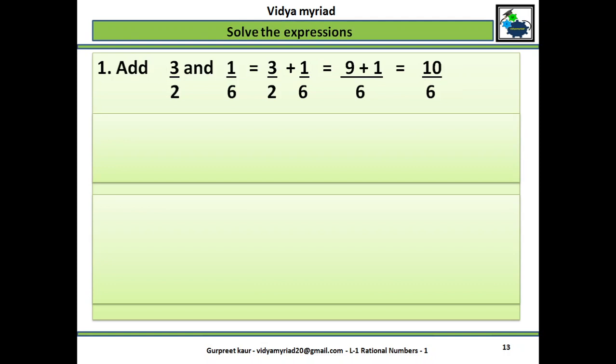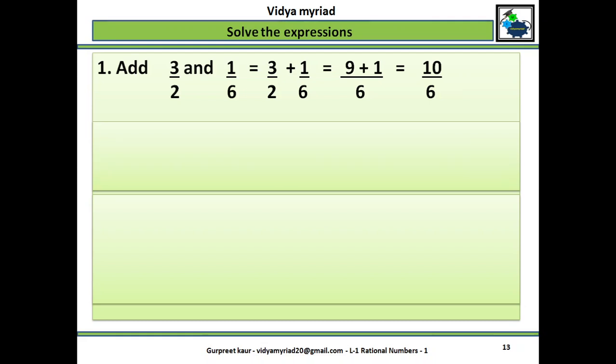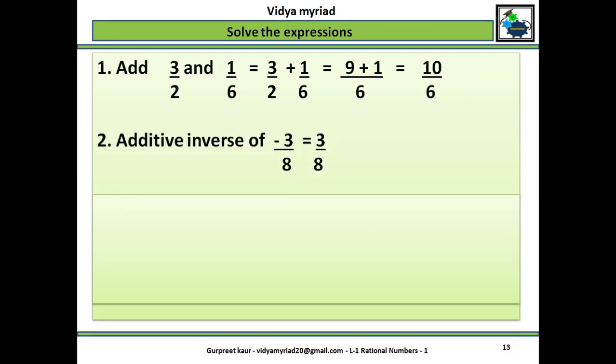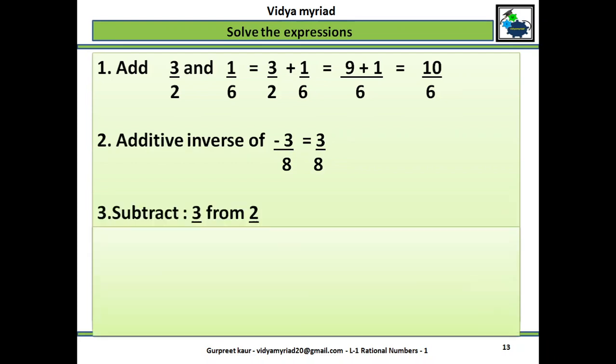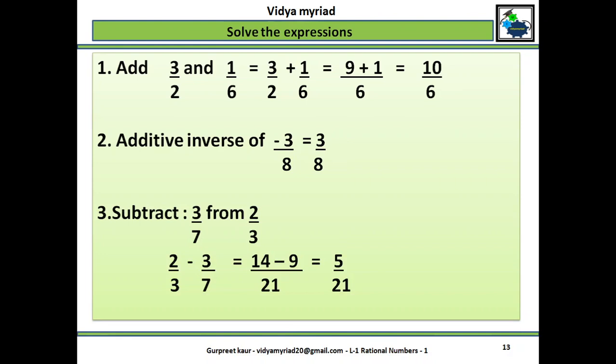Next, some small examples are there. Add 3 upon 2 and 1 upon 6. How will you do it? Take the LCM and try to find out the answer. It will come in the rational form, that is 10 upon 6. Now the additive inverse of minus 3 upon 8 will be equal to 3 upon 8. Then you have to subtract 3 upon 7 from 2 upon 3. That means first you write 2 upon 3, put the sign of subtract and 3 upon 7. And your answer, if you look, comes to 5 upon 21.